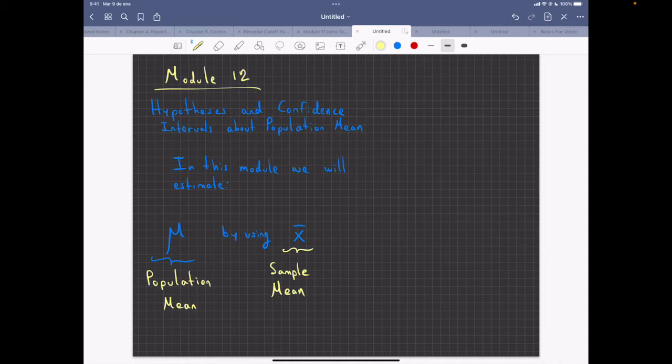So we're going to perform a hypothesis test as we did for the population proportion. But now the parameter we're going to be estimating is this one. In the previous module, we made the hypothesis for the population proportion that was denoted by p. And besides that, we're going to be using another method, a confidence interval.